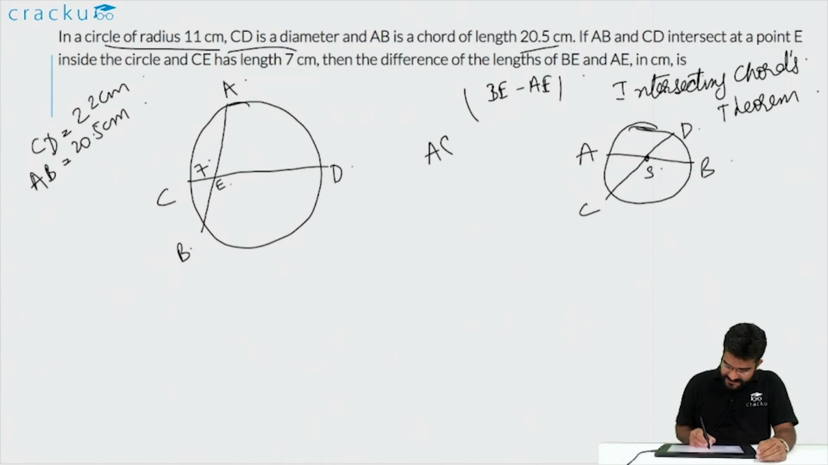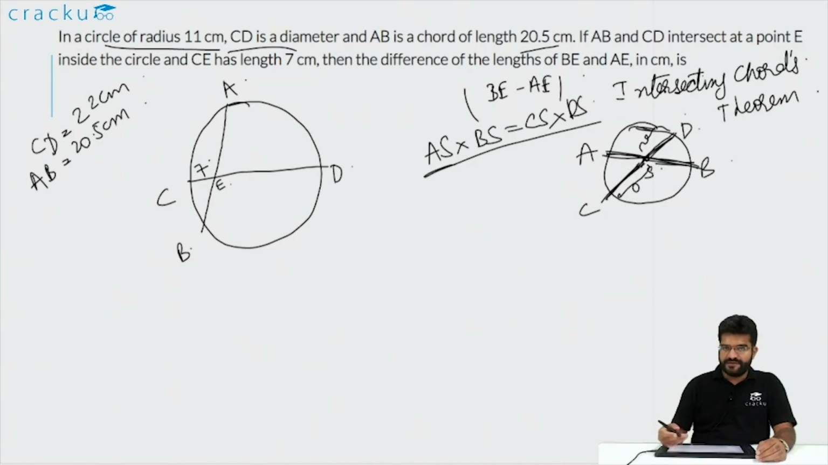Then AS into BS is equal to CS into DS. What we are saying is, when we multiply the respective lengths of each of the small parts from the point of intersection, the product will remain the same. So AS, this length, into BS, this length, will equal CS, this length, into DS, this length. You can prove it using similarity of two triangles, because many of the angles are equal when you complete the triangles. But there is no need of proof, just remember this theorem, it is an important theorem.